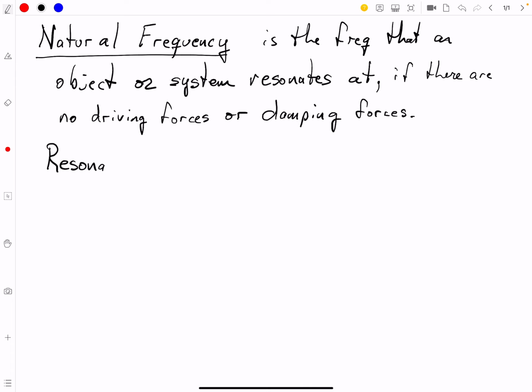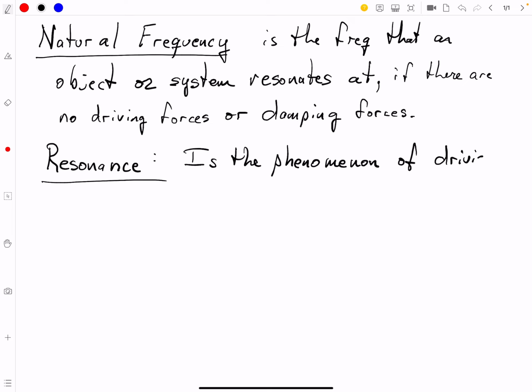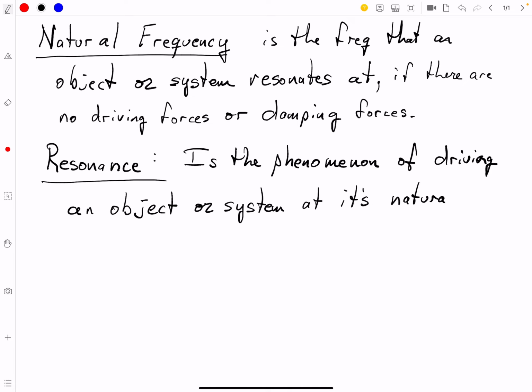Resonance is the phenomenon of driving an object or system at its natural frequency.